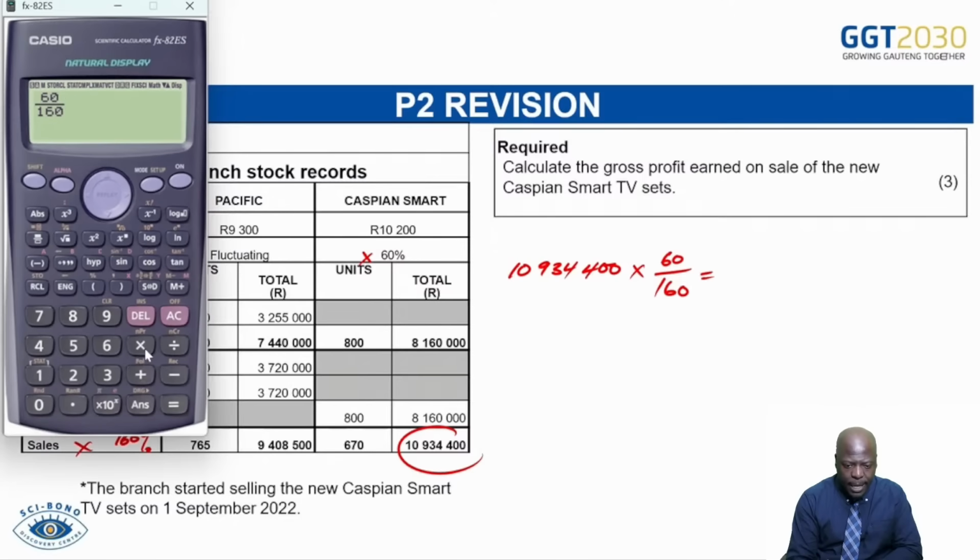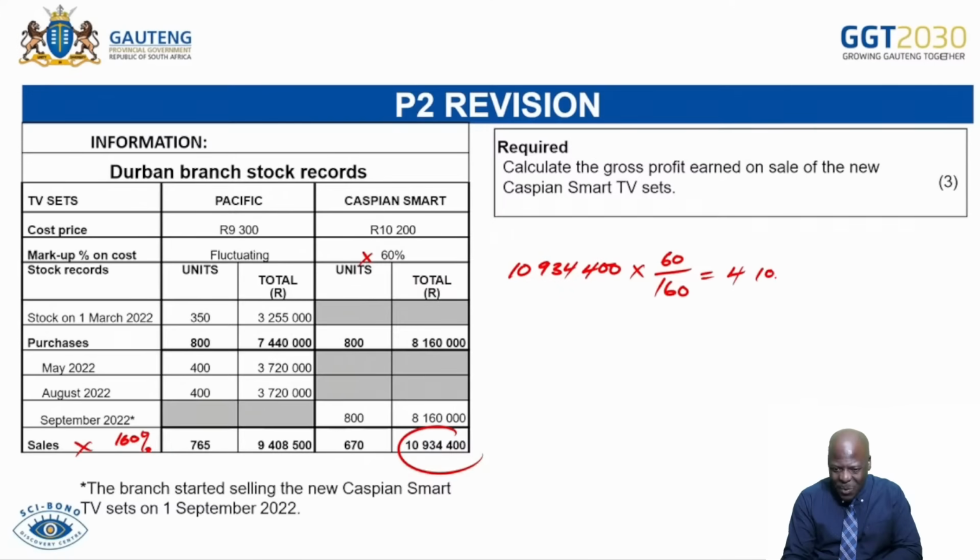So we're going to come here, then we're going to say, we want 60, and we have 160. And we multiply that by the 10,934,400. And that's going to give us 4,100,400. That gives us our gross profit.